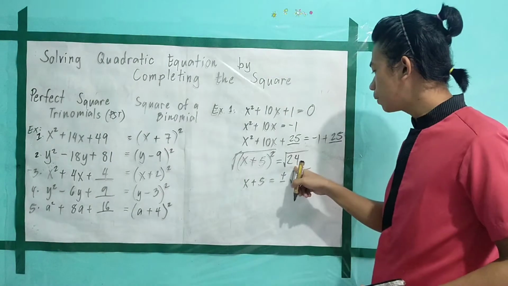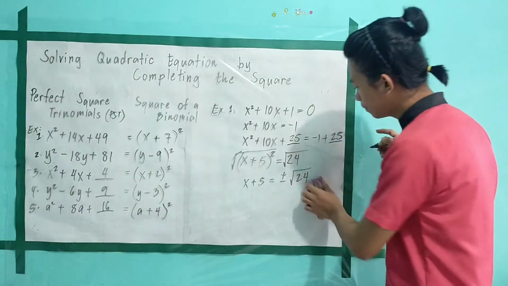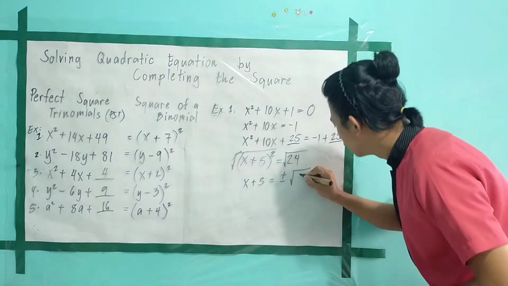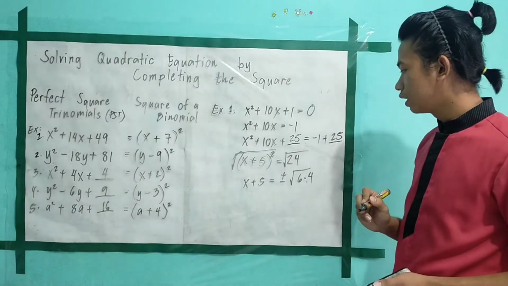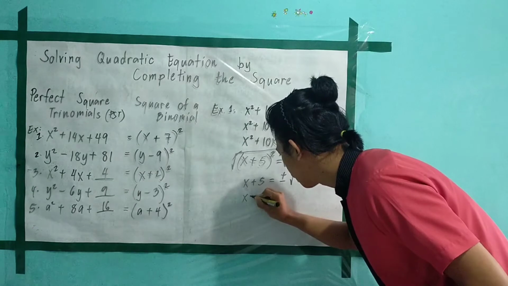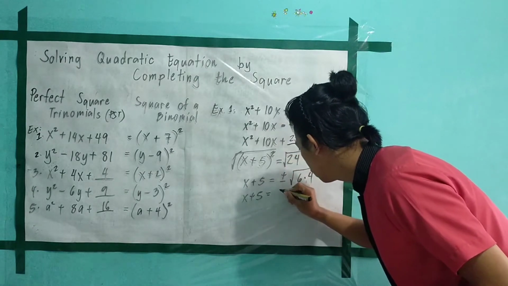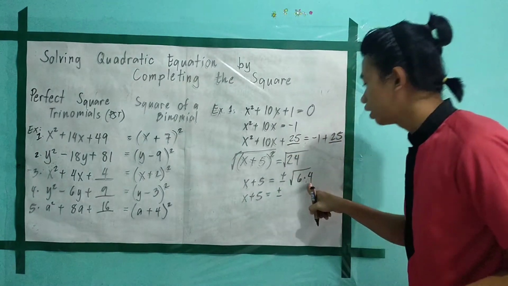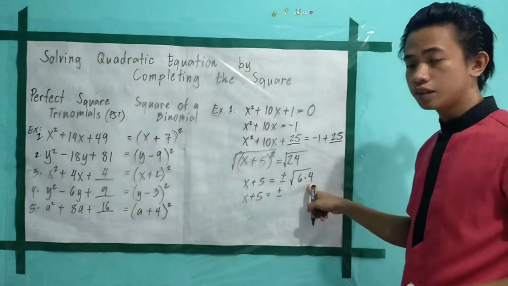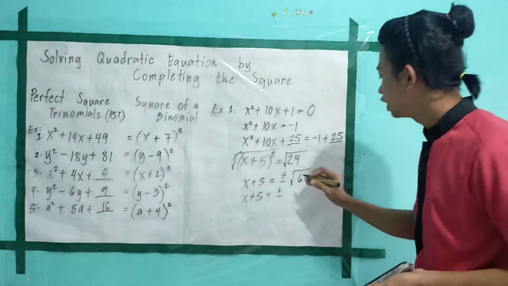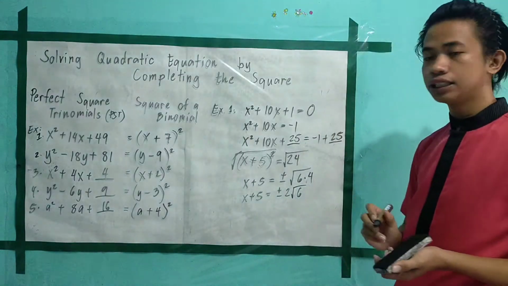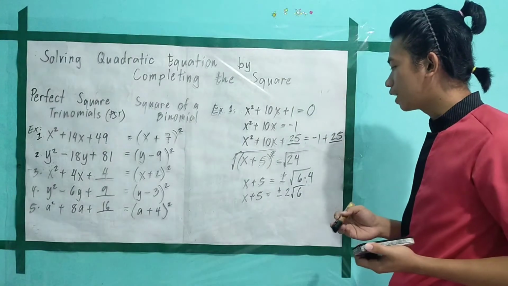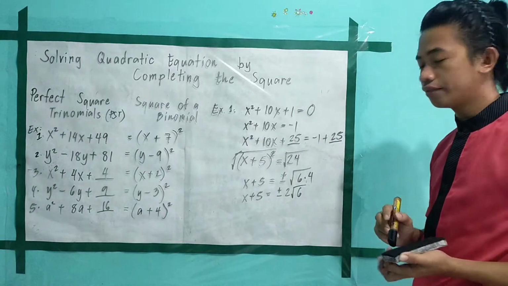Okay, pwede natin i-simplify itong square root of 24. Ano? So, we have 6 multiplied by 4. That's it. Then next, we have x plus 5 is equal to positive and negative. Yung 4 natin, perfect square number. So, magiging 2. And square root of 6. That's it.